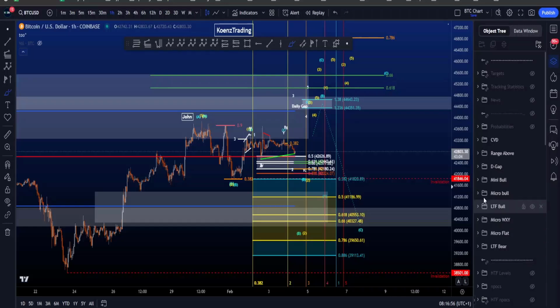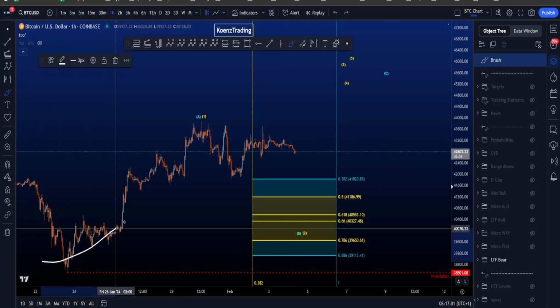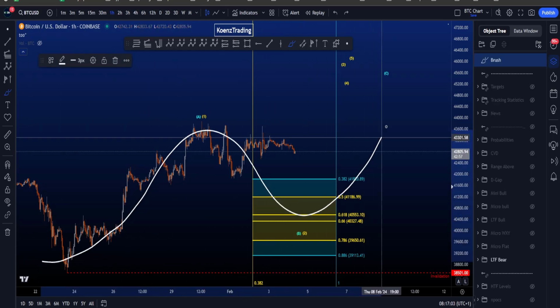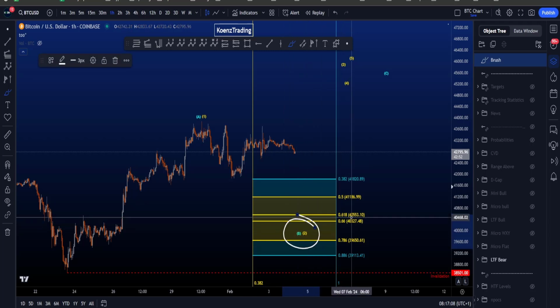Hi everyone, let's go over my bullish and bearish Elliott Wave scenarios on Bitcoin, starting with the bullish scenario on the 1 hour time frame, where we are looking for continuation to the upside, but first a bigger, deeper retracement in wave B or 2.